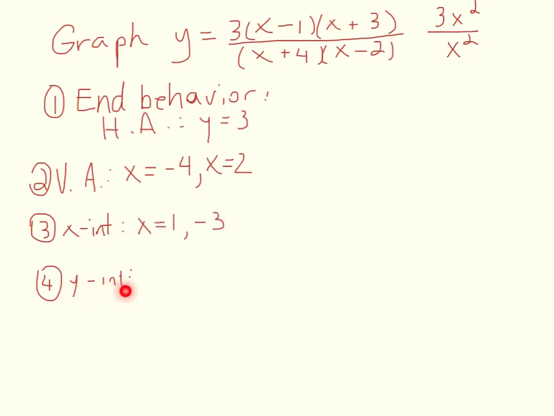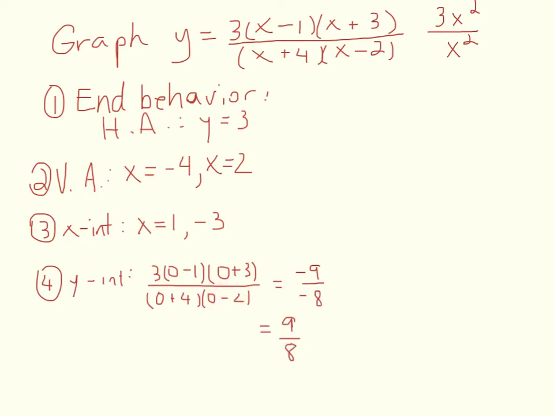Finally, we need the y-intercept. We get the y-intercept by substituting 0 in for these x's. So here we have 3 times negative 1 times 3, which is negative 9, divided by 4 times negative 2, which is negative 8. Okay, so now we have all the information we need.